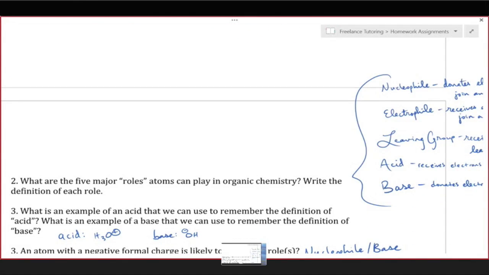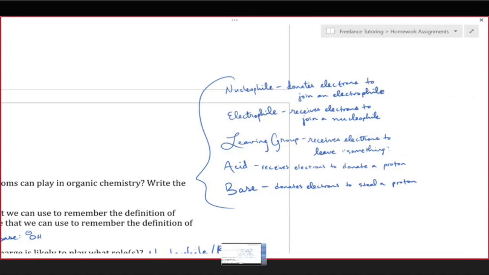All right, nucleophile donates electrons to join an electrophile. Electrophile receives electrons to join a nucleophile. Leaving group receives electrons to leave. Acid receives electrons to donate a proton. Base donates electrons to steal a proton. Okay, very good. Now, the hard part is remembering these.